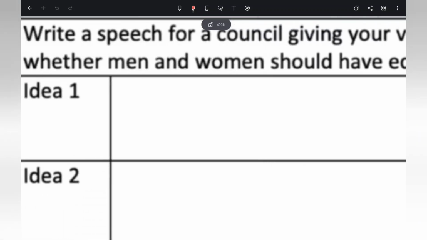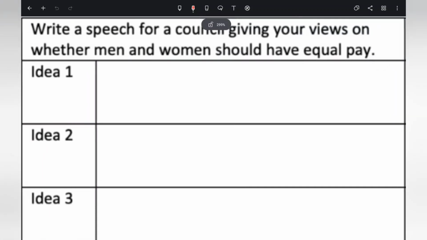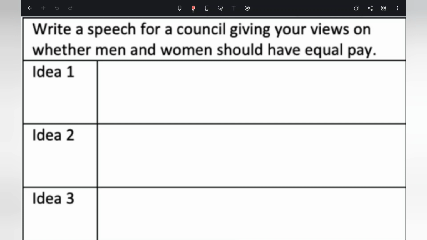So if I just zoom in, sorry. So writing a speech, again, a potential exam question, something that you all need to prepare for and revise. Now, writing a speech, we have done it on our YouTube channel, so do check it out on the playlist. So write a speech for a council giving your views on whether men and women should have equal pay.